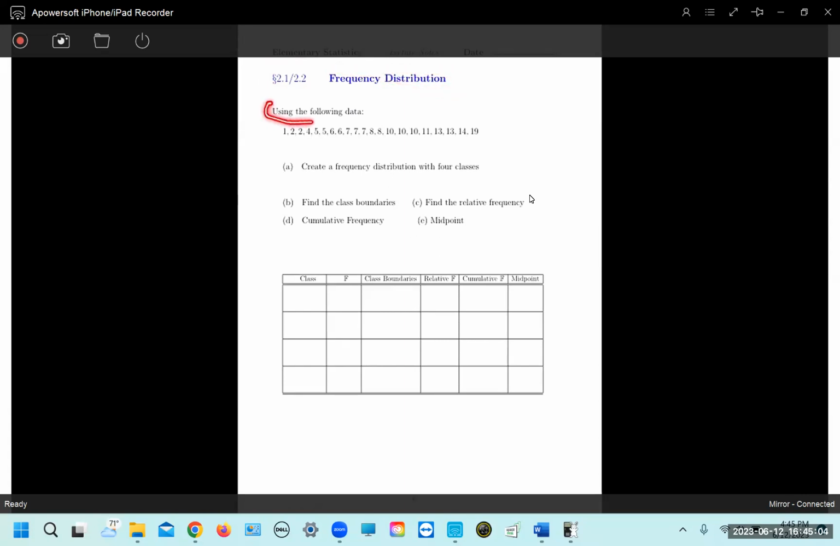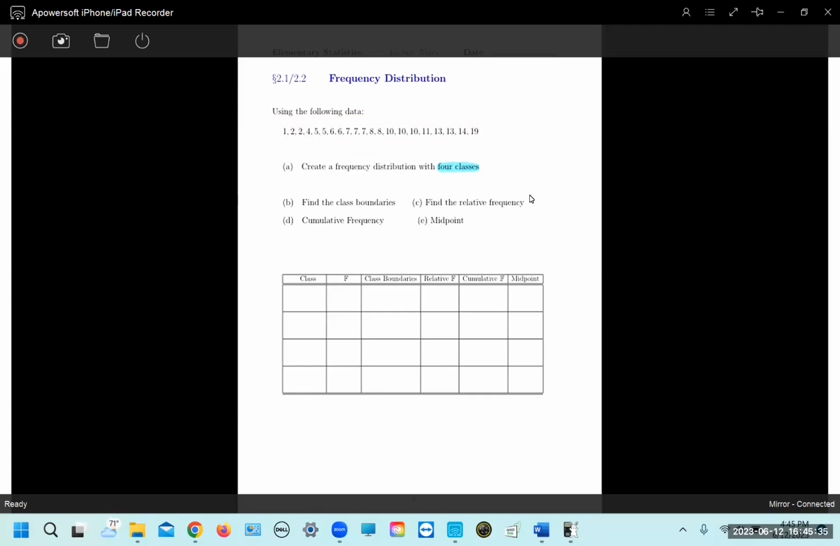Today we will go through chapter 2, sections 2.1 and 2.2, on frequency distributions. We can use the following data, all the data right here. We have to create a frequency distribution with four classes, so we can use this and divide it for that.